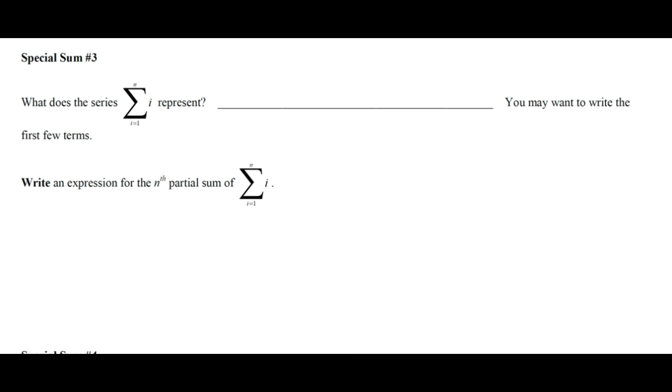Okay, but now the important stuff. The ones that we're actually going to be using, and the ones that we give you formulas for. So what does the series sum from i equals 1 to n of i represent? Well, it's going to be 1 plus 2 plus 3.